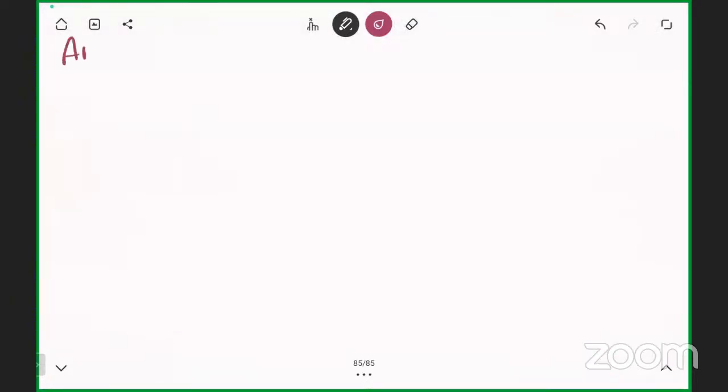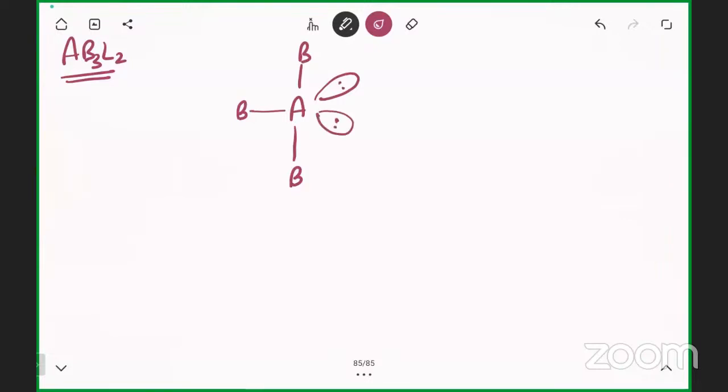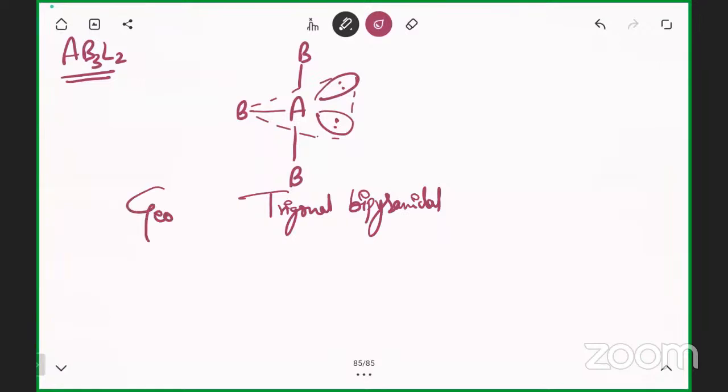Next type is AB3L2. It means 3 bond pair and 2 lone pair, so a total of 5 things are there. A, B, B, B. Again, this is trigonal bipyramidal. The geometry will be trigonal bipyramidal.